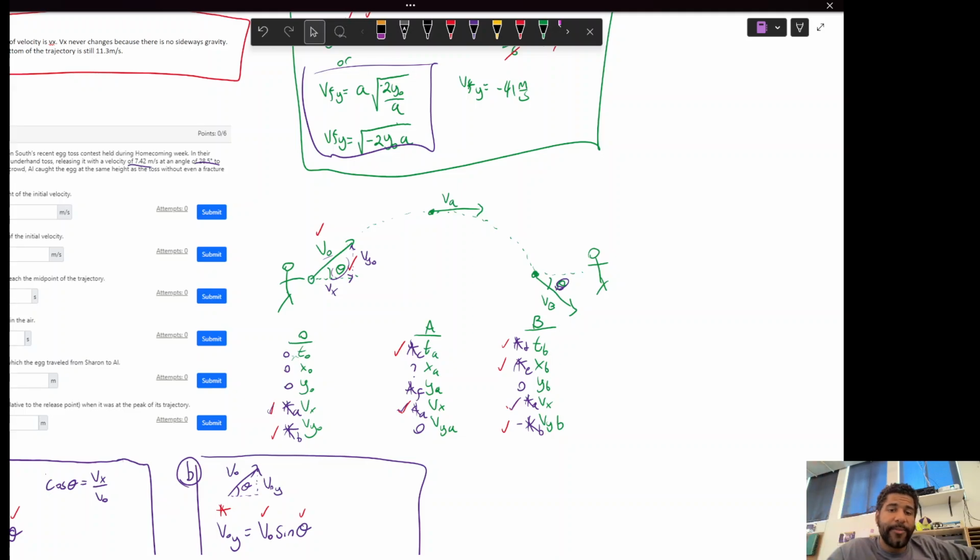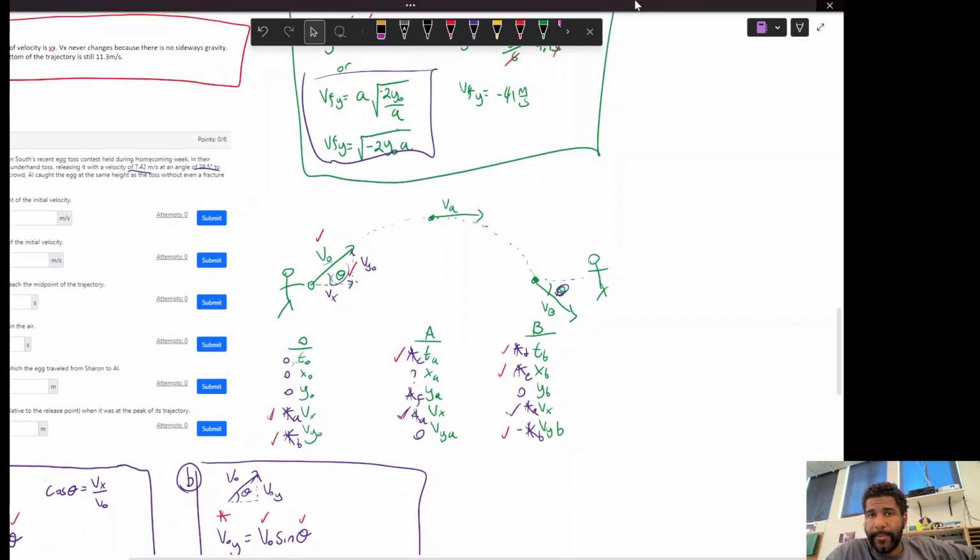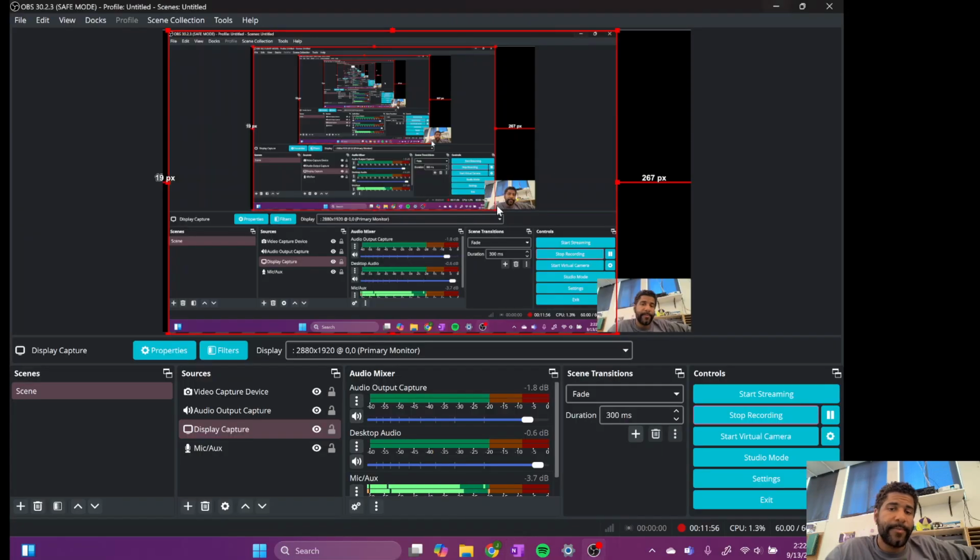When things get more convoluted, it's going to be tougher to see, and you can't really do stuff in your head. So that's why I put such an emphasis on it.